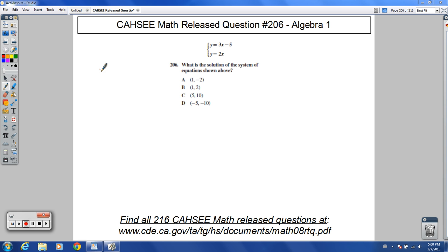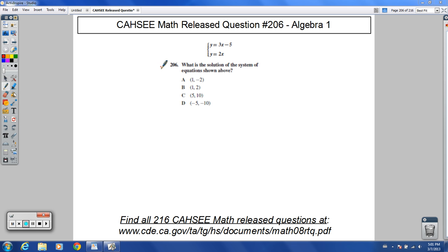This is release question 206 for CAHSEE Math. It says, what is the solution of the system of equations shown above? If you didn't watch 205 and you're watching this one, I would highly recommend that you stop right now, go back and watch 205 and see alternate ways to solve these problems. I talked about 3 different ways to solve it.